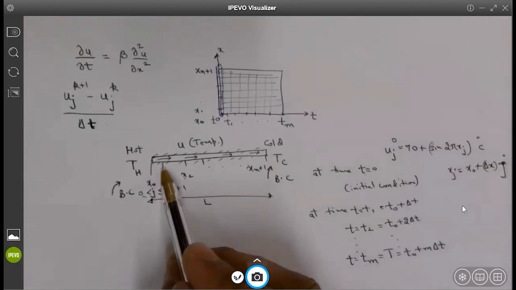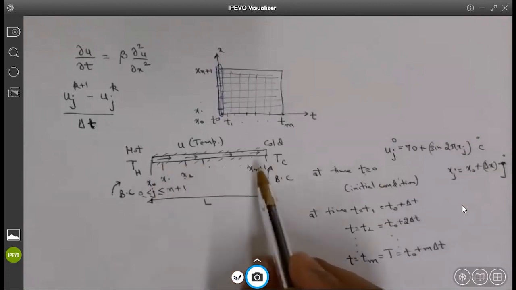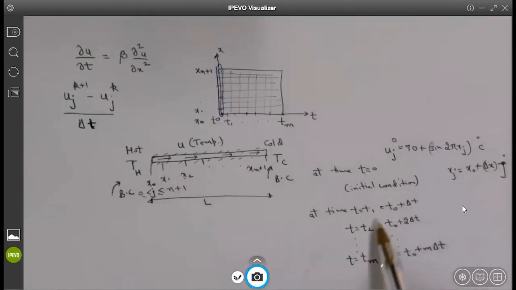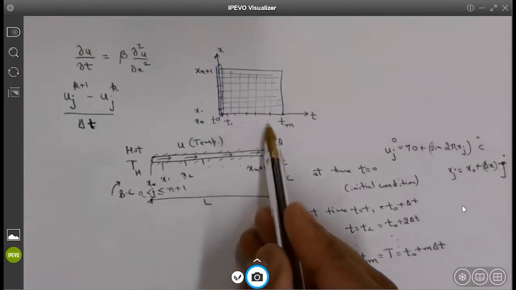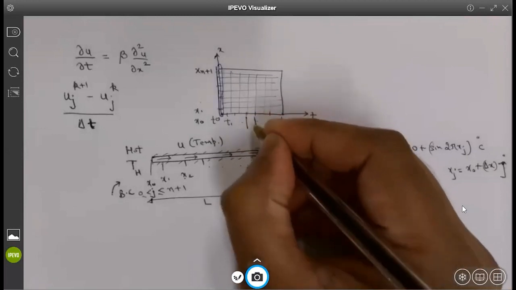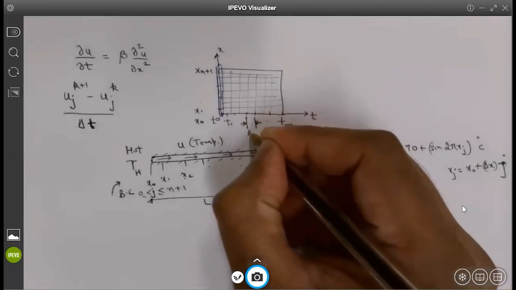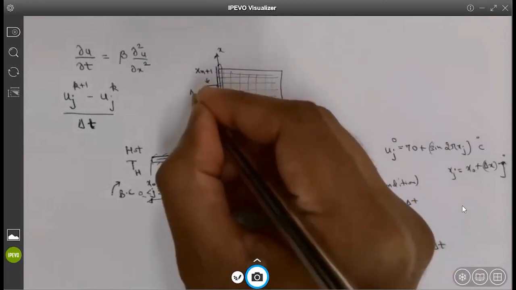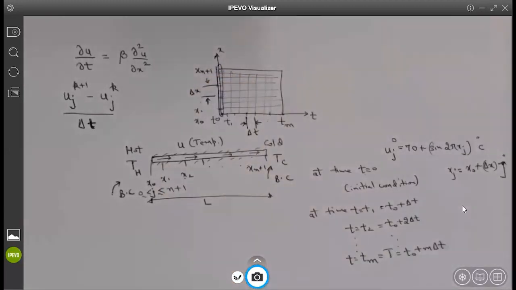This distance is all delta x in this spacing. All spacing is delta x. And similarly in time, the spacings are delta t. So this spacing is delta t, and this spacing is delta x. Is that clear to everybody so far? Yes. Yes, great.